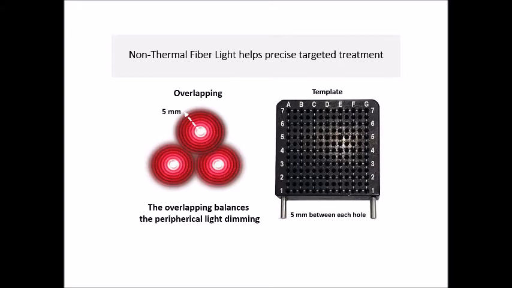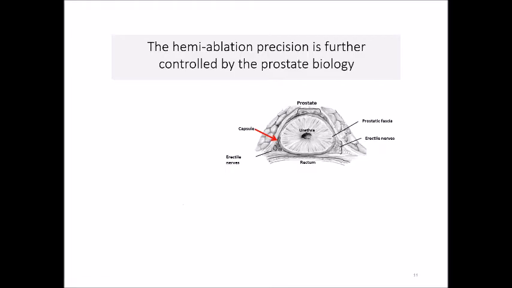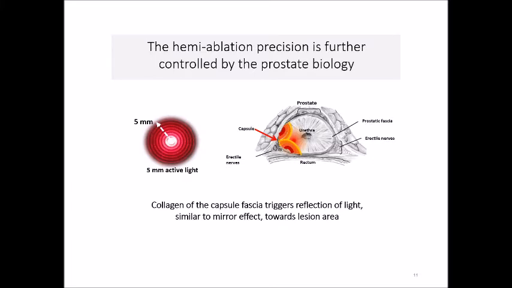The needles are placed every 5 mm with a slight overlapping of laser light and an optimized efficacy of the treatment. The capsule plays an important role as it reflects like a mirror the light coming from the laser fibers, increasing the effect of the treatment on the tissue.